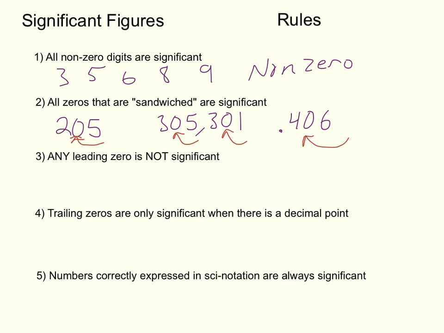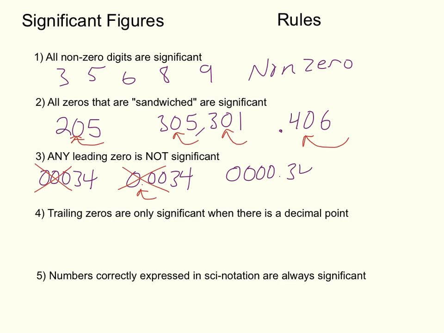Next rule, any leading 0 is not significant. So anytime we have 0, 0, 0, 3, 4, these zeros, they're in front, not significant. Another example, let's do 0.0034. There's a decimal. It doesn't matter. These are still leading. Another example. Let's do 0.00034. There's a decimal. Doesn't matter. Leading zeros. We don't count them. Never.